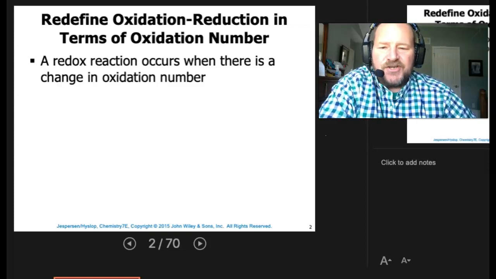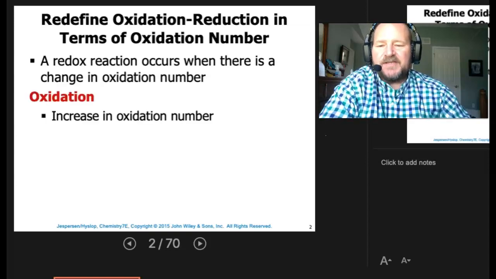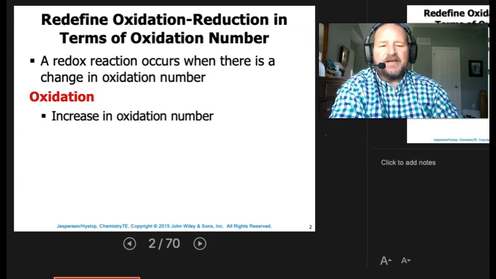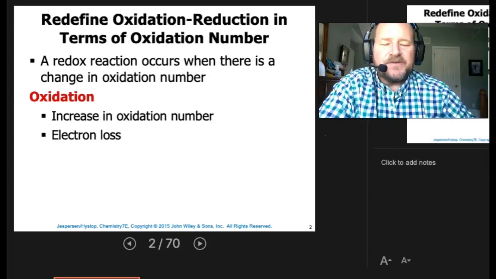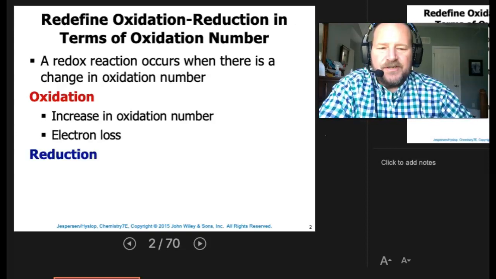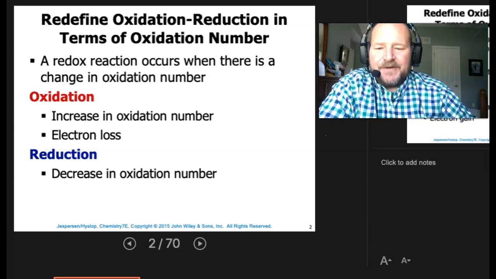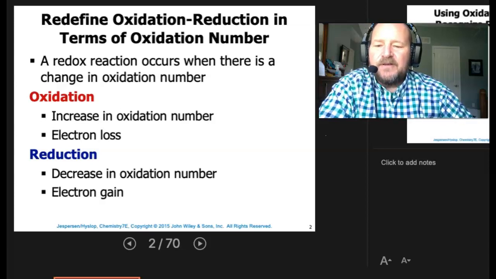So a redox reaction occurs when there is a change in the oxidation number. For oxidation, we're going to see an increase in oxidation number. That means we've lost those electrons. For the reduction, we're going to see a decrease in the oxidation number. In other words, we're going to gain electrons.